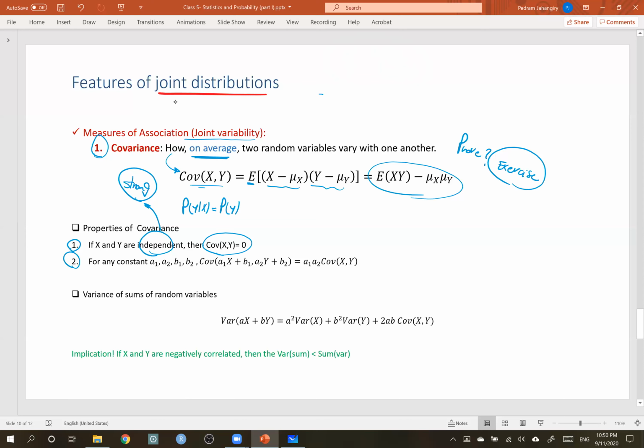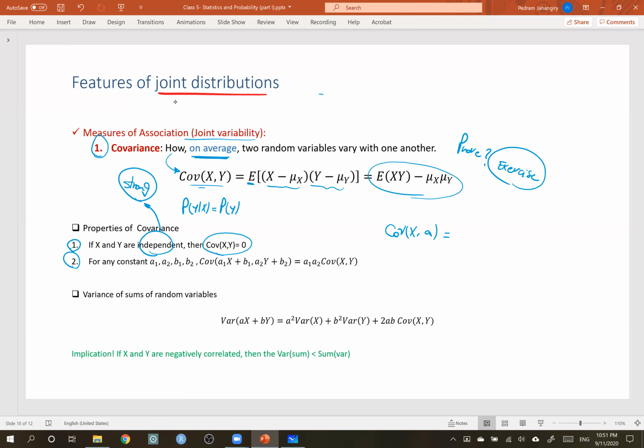And then 2, for any constants a1, a2, b1, b2, the covariance of a1x plus b1 and a2y plus b2 is equal to a1 a2 covariance of x and y. So where is this coming from? Do you remember that the variance of a constant was 0? Let me simplify it with another property. What is the covariance of x and a constant? What do you think?